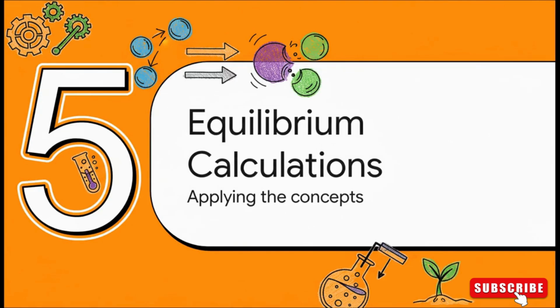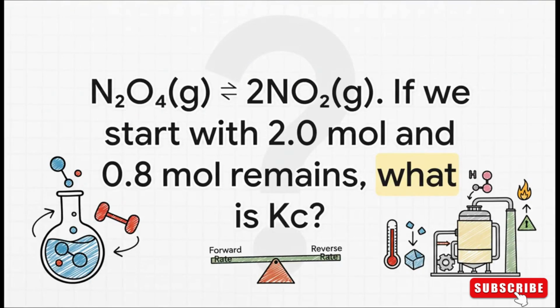All right, enough theory. Let's put this stuff into practice. A really common thing you'll need to do is calculate the value of Kc using some lab data. So let's walk through an example together. Okay, here's our setup. We start with a certain amount of N2O4 gas, which can decompose into NO2 gas. We know how much we started with, and we know how much of the reactant is left over once the system reaches equilibrium. The mission is to find the value of Kc.